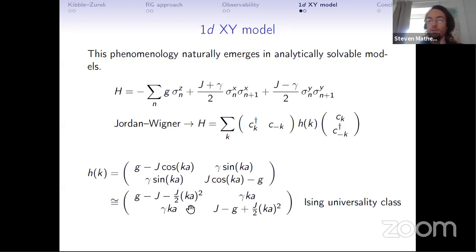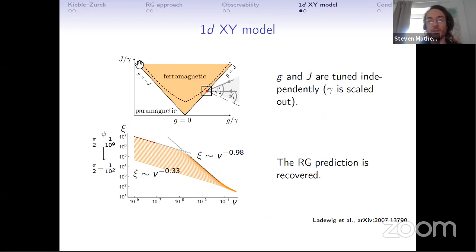So now that we have a universality class, we can apply the RG approach and look for our phenomenology. Note that there are in principle 3 couplings, J, gamma, and G in there, but gamma can be scaled out. So I represent here a phase diagram with J over gamma, G over gamma. And we're interested in this region where the system goes from being ordered to disordered. And we see different drive protocols where we approach the phase boundary at different angles, phi 1, phi 2.